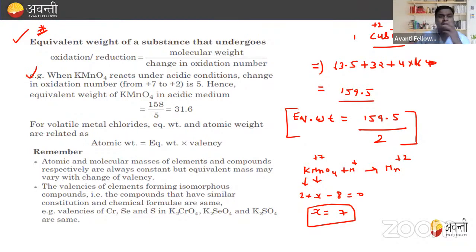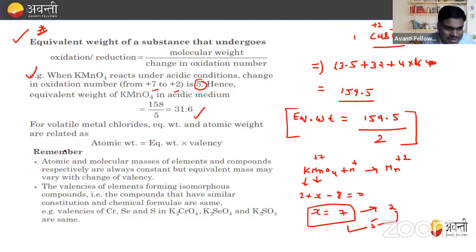Now, when KMnO4 reacts under the acidic condition, the change in the oxidation number is from 7 to 2, that is 5. So what is the change in the oxidation number, beta? It goes from 7 to 2, so the total change is 5. Hence, the equivalent weight of KMnO4 in the acidic medium is 158 divided by 5, that is 31.6. So this is how you can calculate the equivalent weight of a substance that undergoes oxidation and reduction. I hope it is clear to everyone.